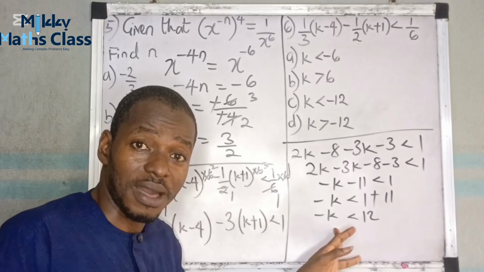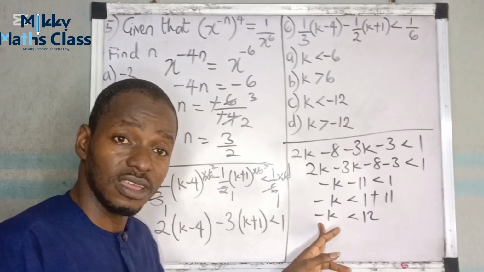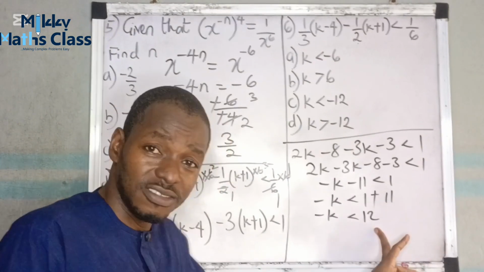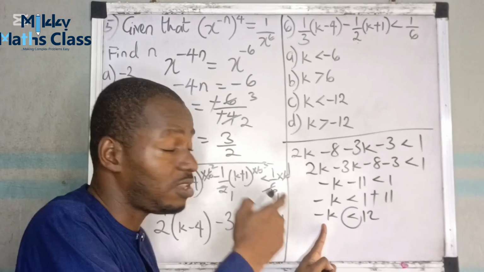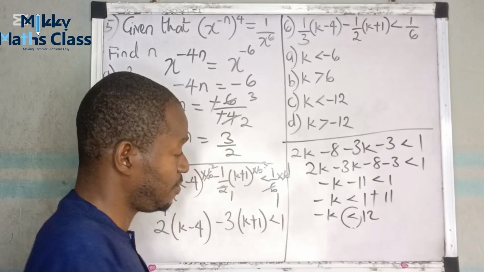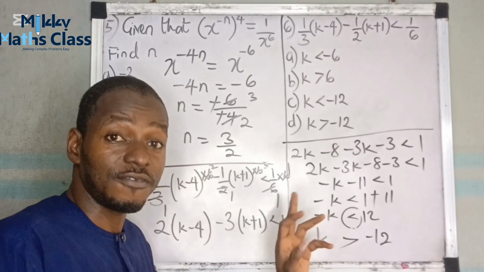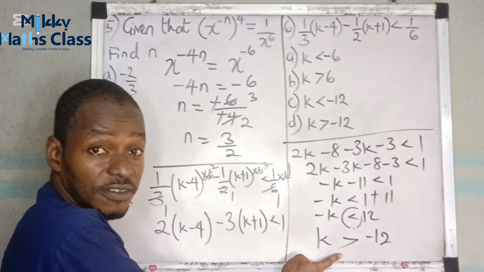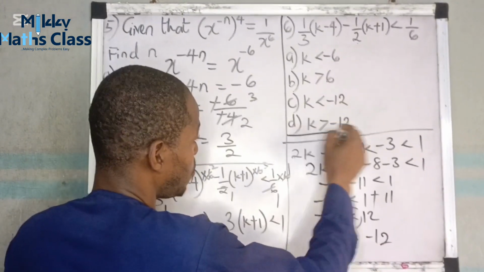So divide this by negative 1, or multiply both sides by the coefficient of k, which is negative 1. Take note, this is where some students make mistakes. When you multiply or divide through by negative 1, the inequality sign changes. If it was less than, after dividing, it will turn to greater than. So this is greater than negative 12. If it was greater than, if you have divided, it will turn to less than. So since this one is less than, once we have divided by negative 1, the inequality sign changes. So k is greater than negative 12, which is option D.